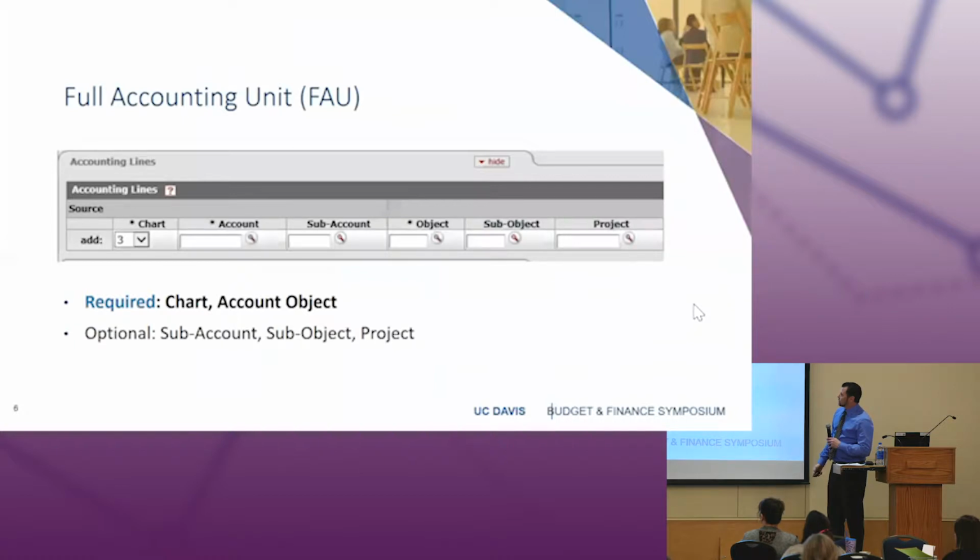So let's talk first about the full accounting unit, FAU. So whenever you do a KFS transaction, it requires 3 pieces. You have to have a chart, account, object code, and for those who want more reporting detail, you have the option of sub-account, sub-object, and project.